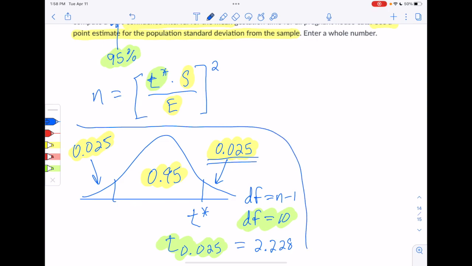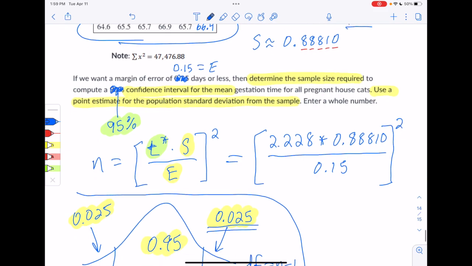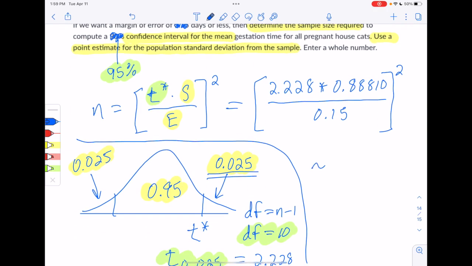So this is scratch work. Let's start plugging in. We have our bracket. We have our T star, 2.228. We have the value of S, which was our point estimate from the sample, 0.88810. And all of that divided by the margin of error they want us to have at most, which was the 0.15. And then don't forget to square all of that. All right, almost there. Let's head to the calculator and see what that comes out to be.